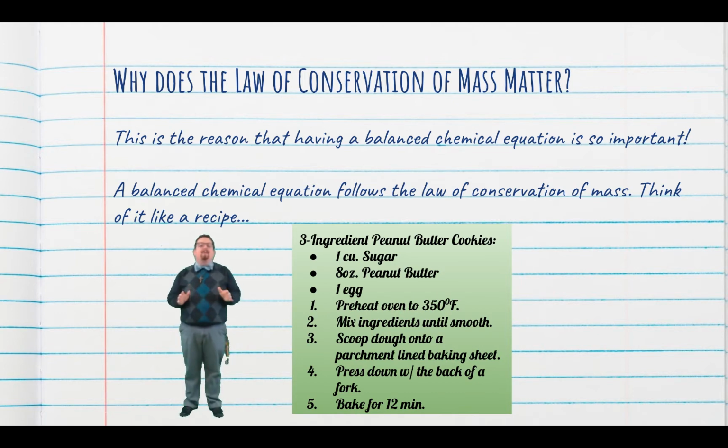I found this super easy peanut butter cookie recipe online. So easy, in fact, that I could probably bake some and they'd turn out fine. It calls for 1 cup of sugar, 8 ounces of peanut butter, and 1 egg. This recipe yields 12 peanut butter cookies. Notice these numbers are different. We have 1 cup, 8 ounces, 1 egg, gives us 12 cookies.